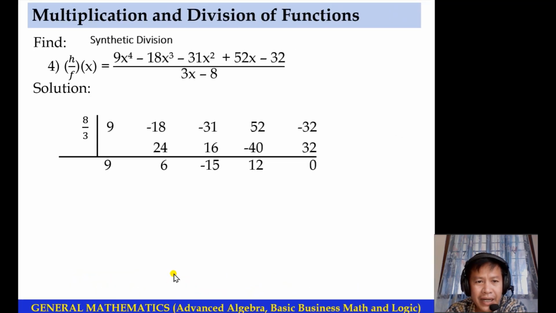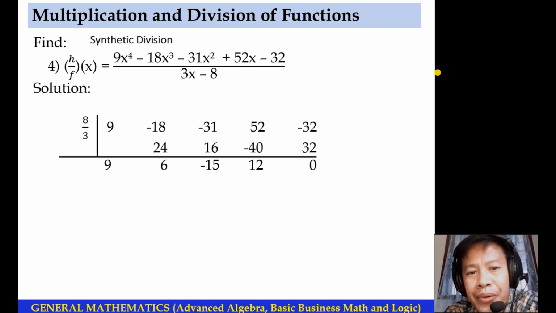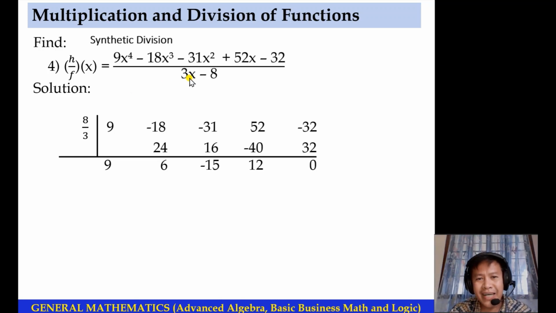Okay. Now, we will proceed with number 4. We are going to apply the synthetic division. How are we going to apply synthetic division in which the coefficient of the first term is not 1? Because you have already taken up synthetic division in which that synthetic division is simple, because the coefficient of the first term is already 1. But here, the coefficient is 3. How are we going to apply that synthetic division?